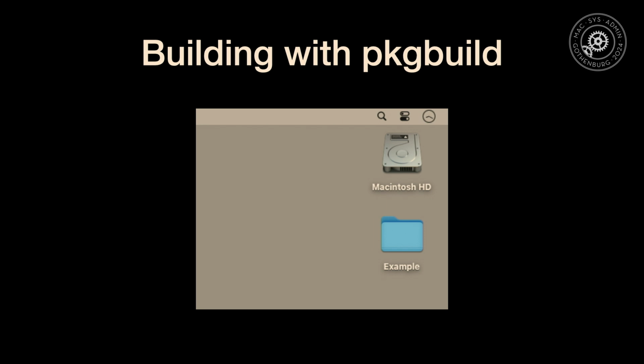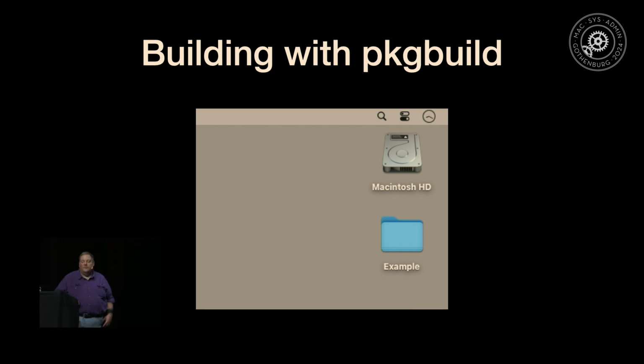So we're going to look first at building a component package using pkgbuild for an app called Show or Hide Desktop Icons.app. That's the example we've been using earlier in the talk. Now the first thing we want to do is set up a directory for this package project. So for this example, we're going to set up a new directory on the desktop called example. The name can be completely arbitrary.